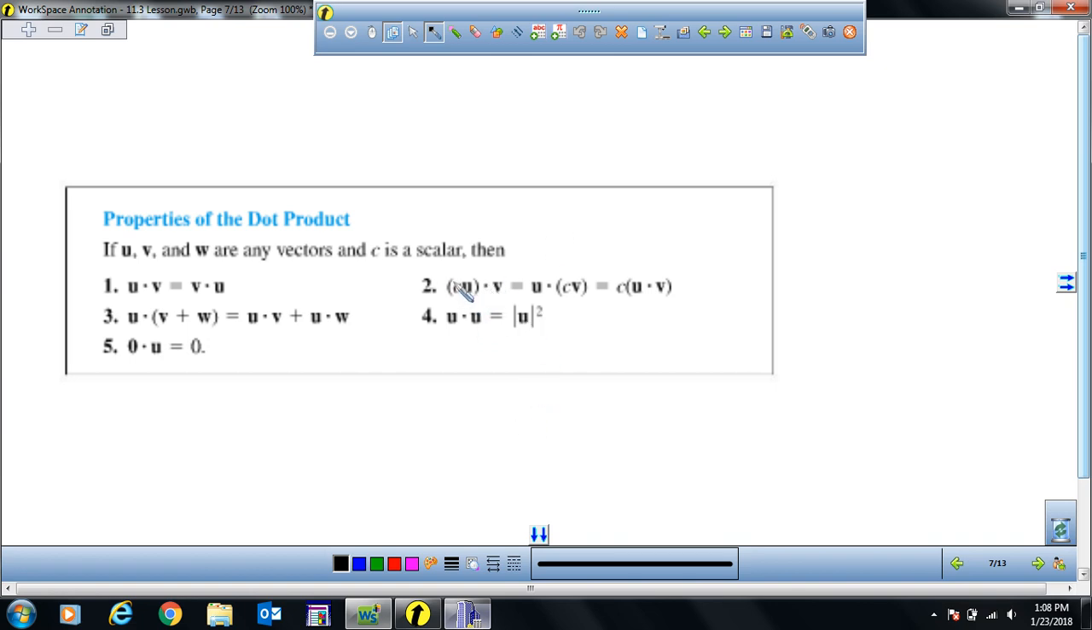And the last but not least tells you that if I have the dot product but I multiply it times a scalar c, I can multiply one of the vectors times a scalar and then do the dot product, or multiply the other vector times the scalar and then do the dot product, or first you can do the dot product and then multiply the answer times the scalar. Either way we would get the same result.